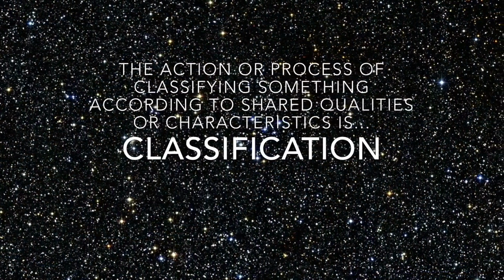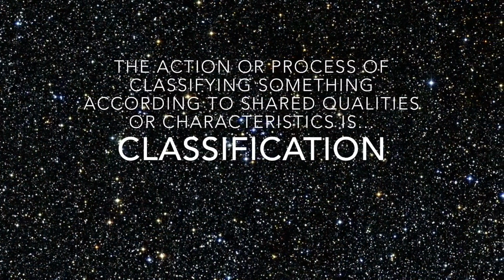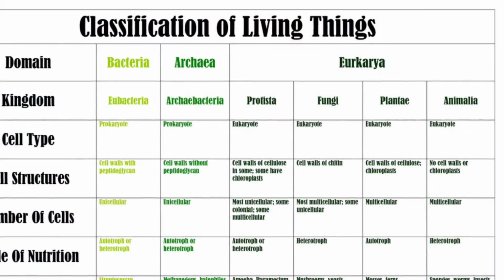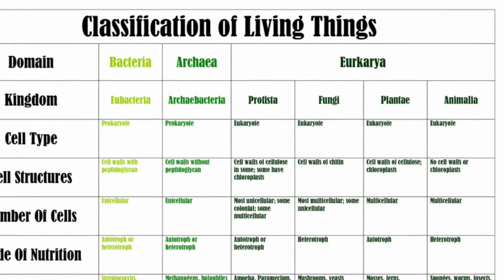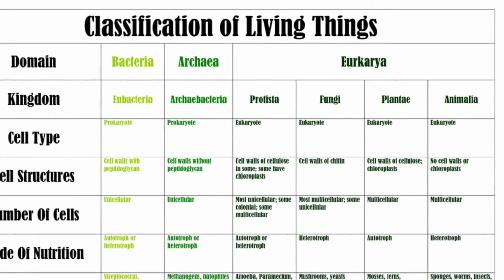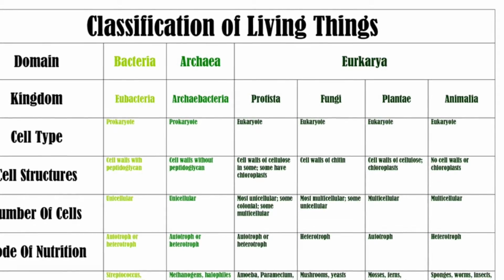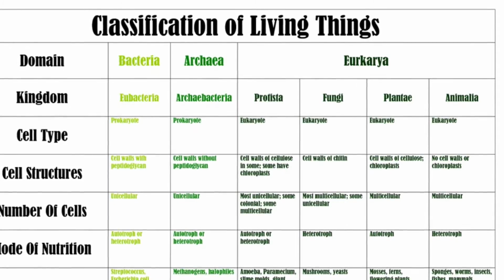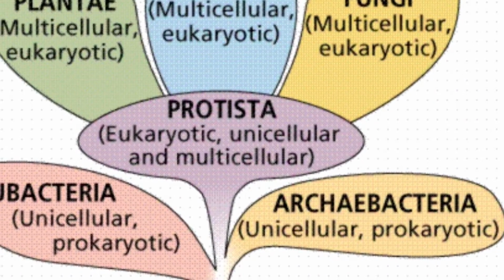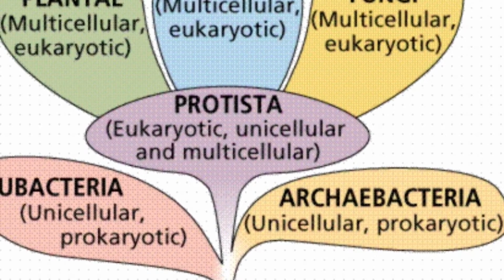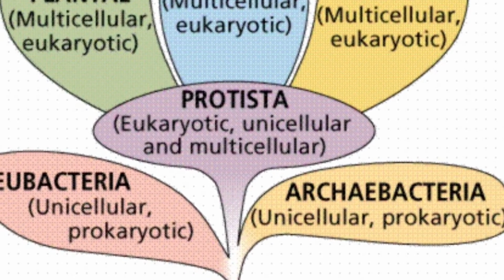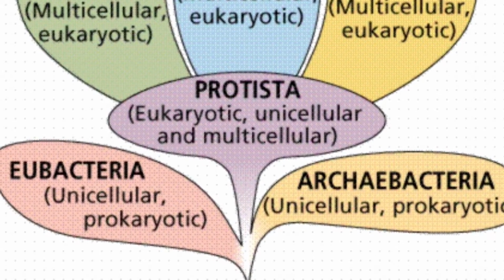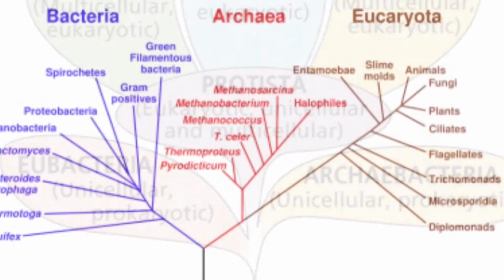The action or process of classifying something according to shared qualities or characteristics is classification. The order in which animals are classified is domain, kingdom, phylum, class, order, family, genus, and species. All living organisms are classified into groups based on very basic shared characteristics. Organisms within each group are then further divided into smaller groups. These smaller groups are based on more detailed similarities within each larger group.